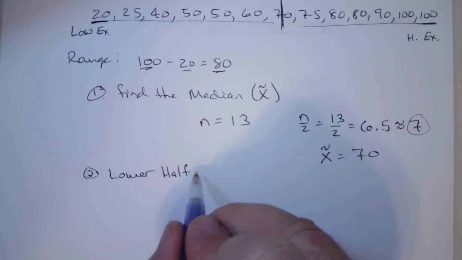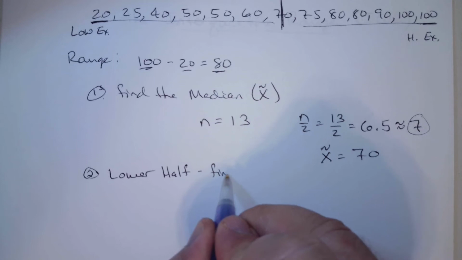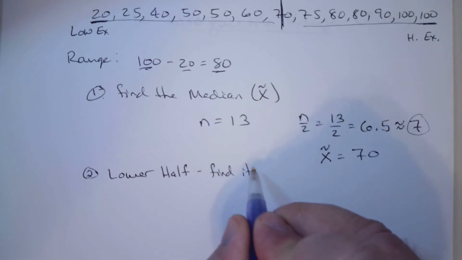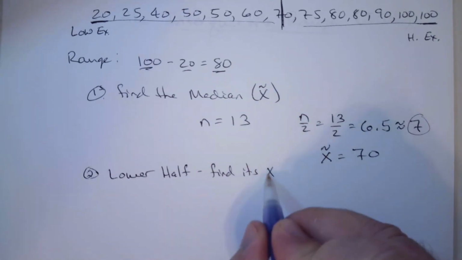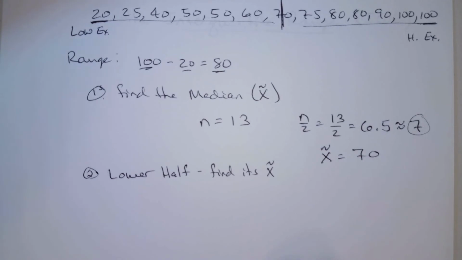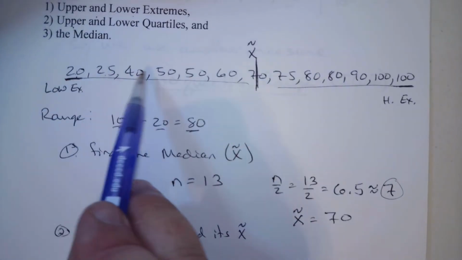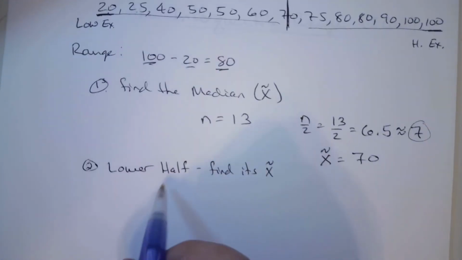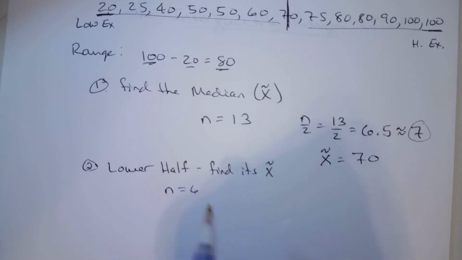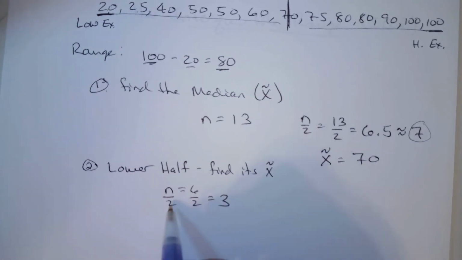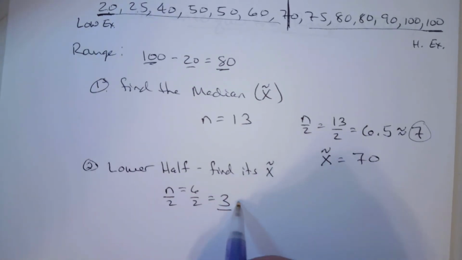The lower half of data, find its median. So we have 1, 2, 3, 4, 5, 6. N equals 6. So remember, since it's an even number, we go to the 3rd location and the 4th location and add the numbers and divide by 2.